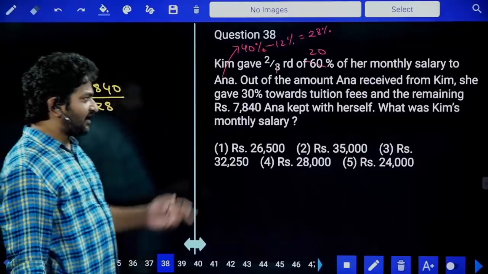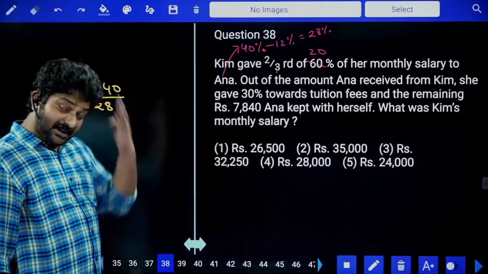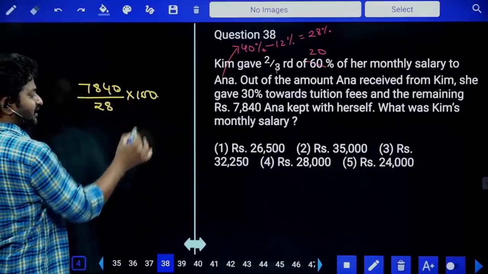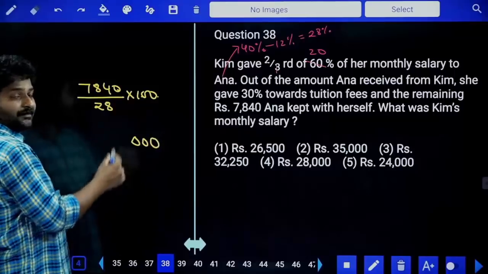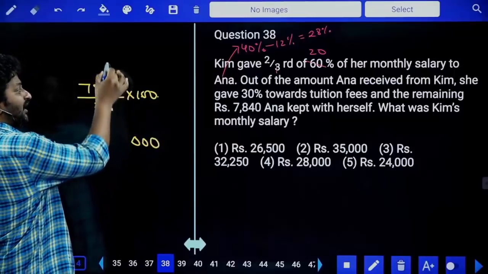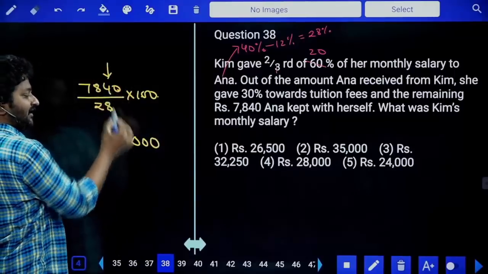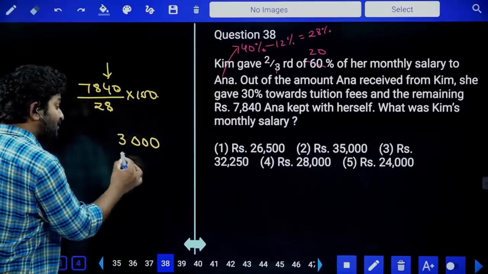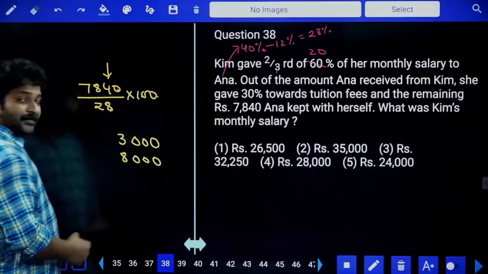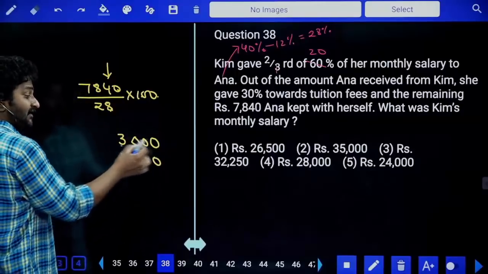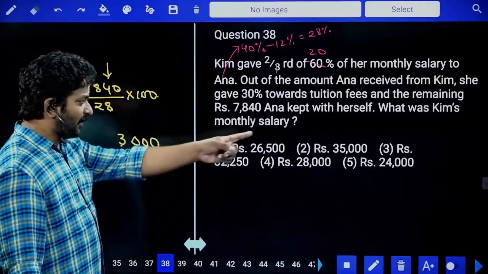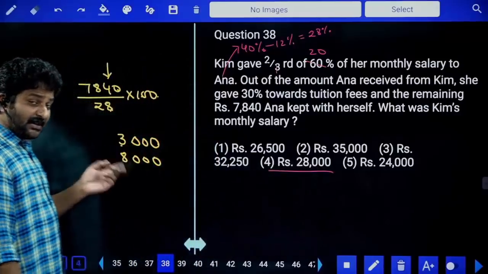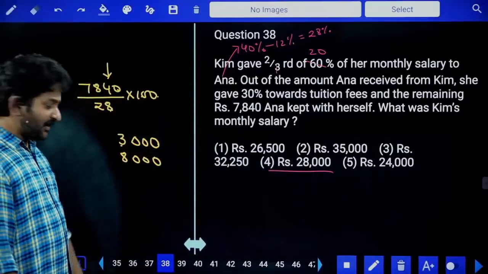Now what is your question? What was Kim's monthly salary? Kim's monthly salary was 100%. So multiply into 100. 3 zeros we have. So you'll have 3 zeros for sure. Denominator ends with 8. Numerator ends with 4. 8 times 3 ends with 4, or 8 times 8 also ends with 4. So the answer must end with either 3000 or 8000. How many options are there? There is only one option which is ending with either 3000 or 8000. Fourth option is our final answer.